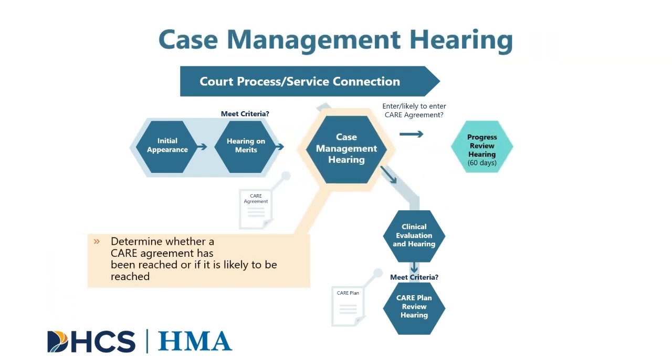So a case management hearing is held within 14 days to determine whether a care agreement has been reached or if it's likely to be reached. There are two options. If yes, the care agreement was reached, the care agreement will be solidified and the court can approve the settlement agreement or modify and approve it. The court will also set the care agreement for a progress hearing in 60 days.